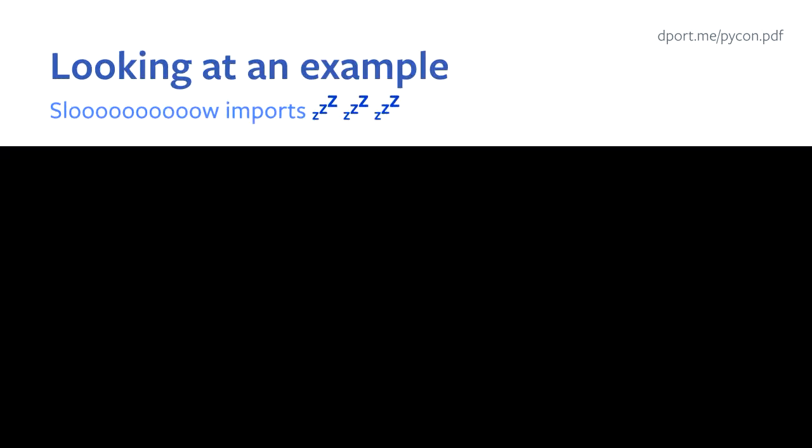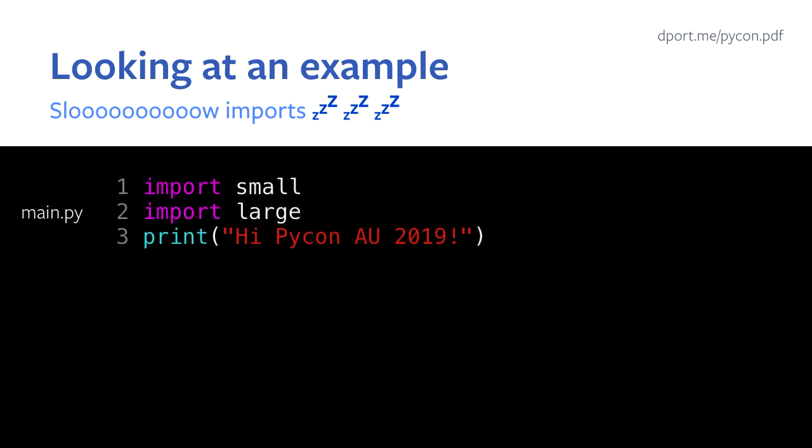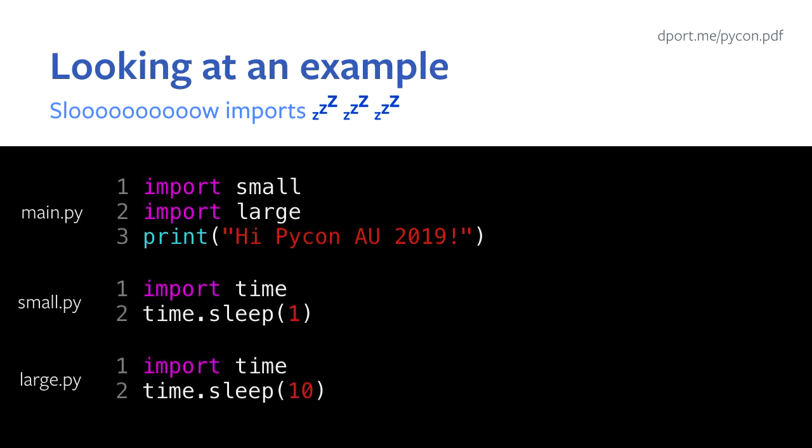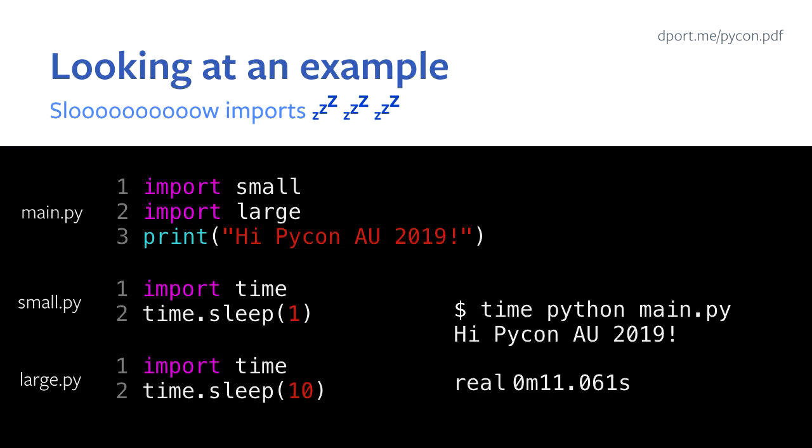So let's start with an example. Here we have a program, and it imports two modules, small and large. And then this is small and large. We can see that large takes 10 times as long to import as small. I'm using sleeping essentially to emulate slow imports instead of showing you a 500 file program. This is obviously a contrived example. So let's see how long it takes. There you go. That took 11 seconds to run, give or take a little bit of inaccuracy in sleeping and other imports.